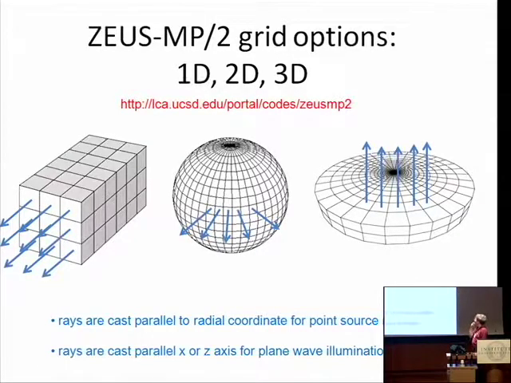Okay, so we've stuck all this into the ZEUS-MP code, which has, as I said, these different coordinate geometries. And we've really made it a very simple approximation, which is that our rays can only move down parallel to grid lines. So we only cast rays parallel to the radial coordinate for point sources in spherical geometry, or we can cast rays parallel to the x or z axis if we want to do plane wave illumination of some object.